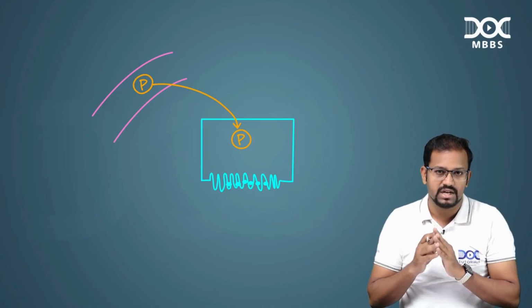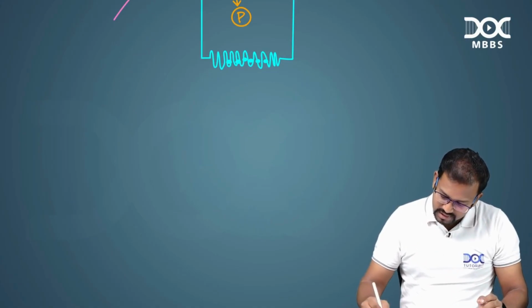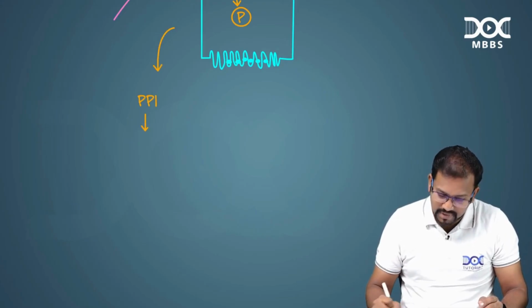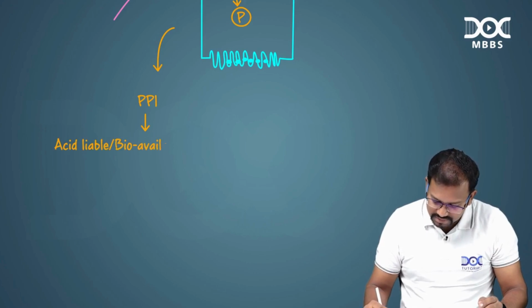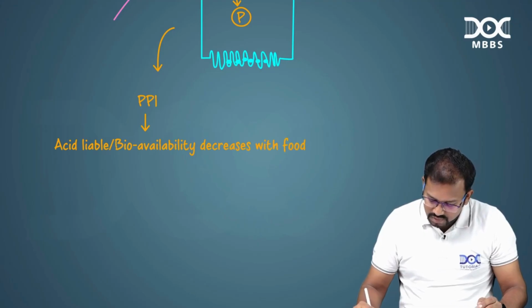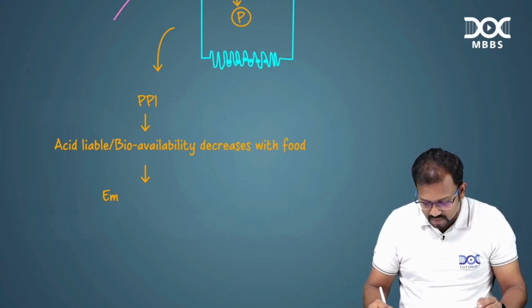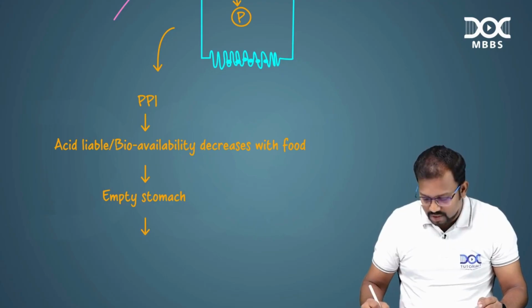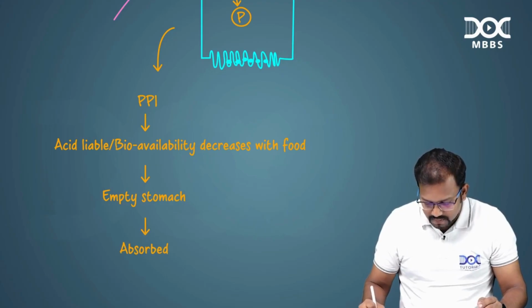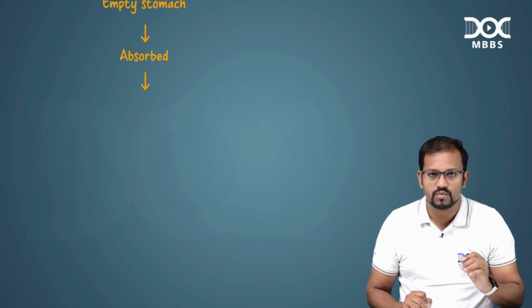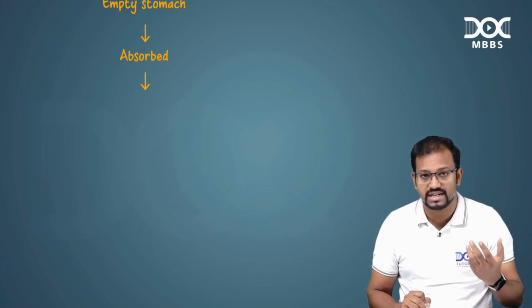and inhibit them. Simply put, as I've told already, these proton pump inhibitor drugs like omeprazole or pantoprazole are acid labile agents, and the bioavailability is decreased with food. That's why it is always taken on an empty stomach. When taken on an empty stomach, it gets absorbed, and after absorption it attains a particular Cmax. What is Cmax? The maximum concentration of drug which is attained in the plasma.